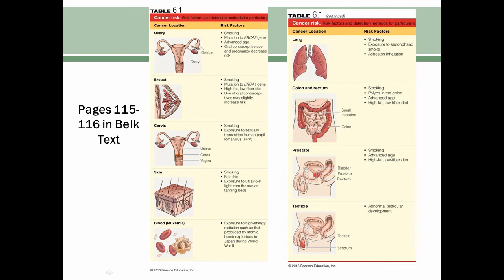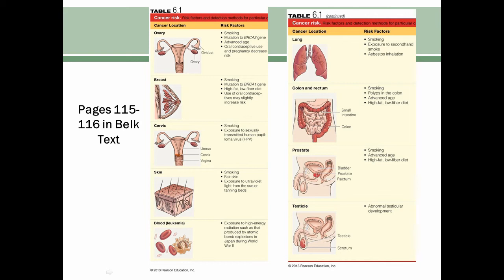Now, moving on a little bit in 6.1, pages 115 and 116 in your textbook give you this little chart showing risk factors for cancer. If you look at these, we have multiple different types of cancer, I guess 9, and it shows you the risk factors for those. And a lot of them are different.